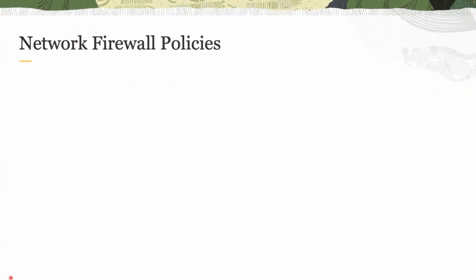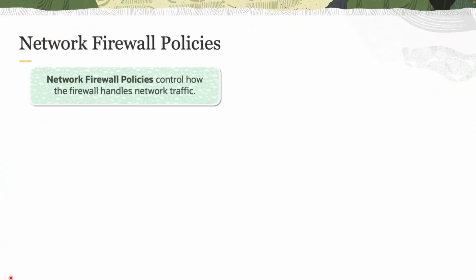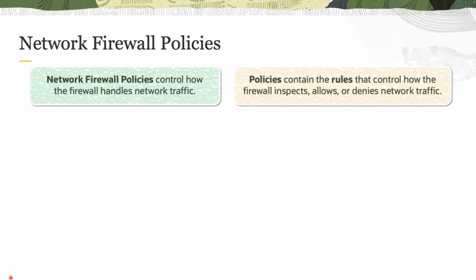Network firewall policies act like a control center, defining how traffic flows through the network firewall. These policies function like a detailed set of instructions for the firewall. We call them rules. They define criteria such as source and destination, IP addresses, port numbers, and protocols to determine whether traffic should be allowed, denied, or inspected.